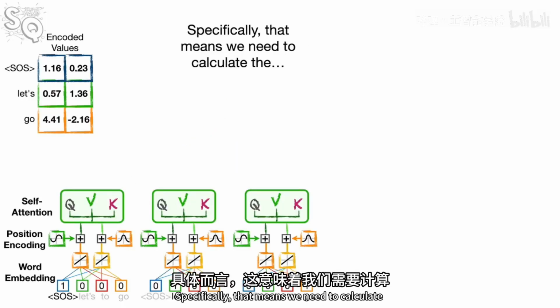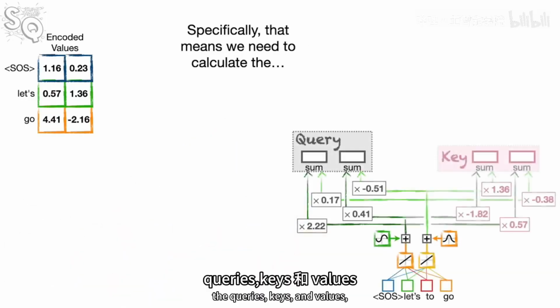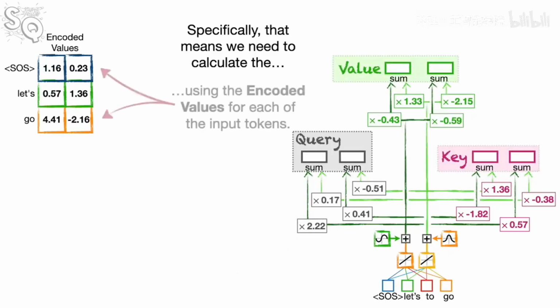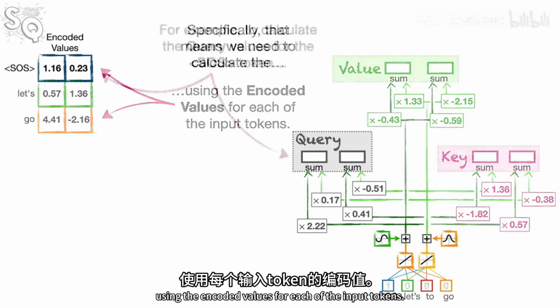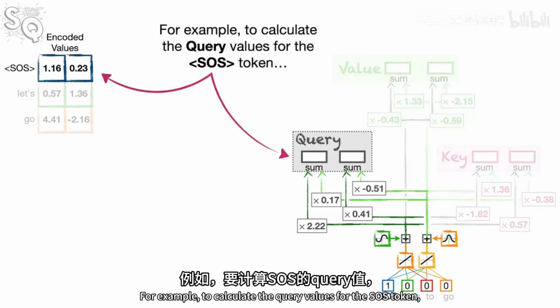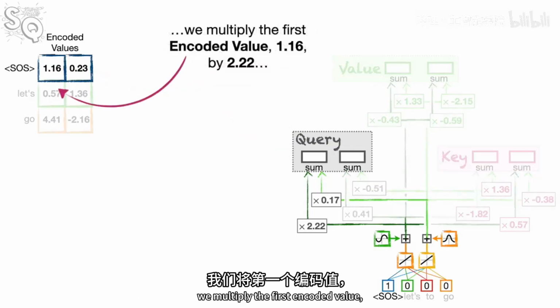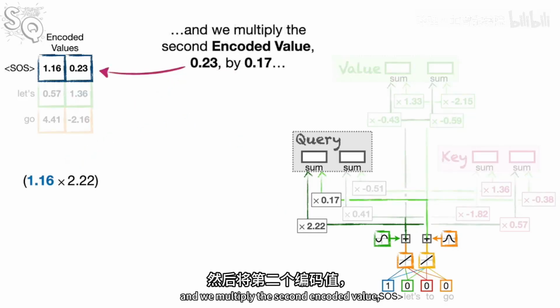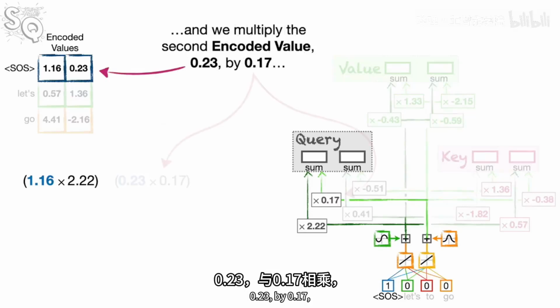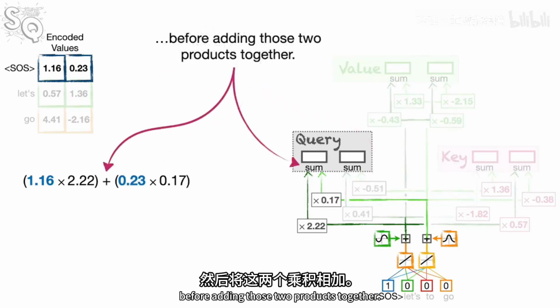Specifically, that means we need to calculate the queries, keys, and values, using the encoded values for each of the input tokens. For example, to calculate the query values for the SOS token, we multiply the first encoded value, 1.16, by 2.22, and we multiply the second encoded value, 0.23, by 0.17, before adding those two products together.